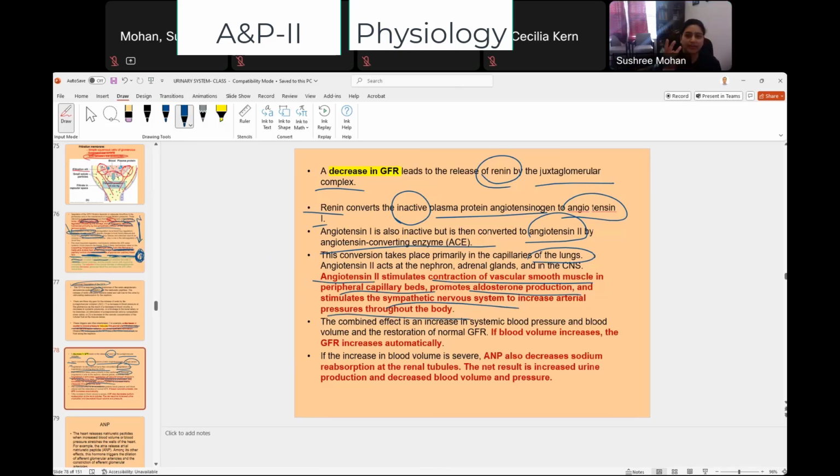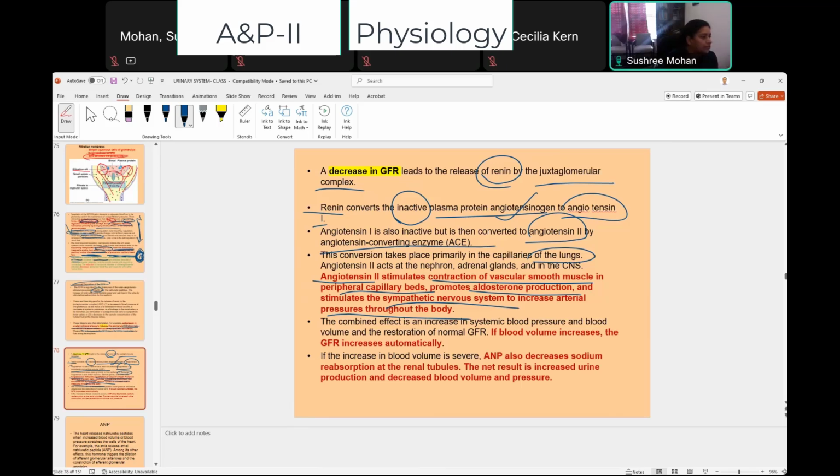So renin does three things. First, it converts angiotensinogen into angiotensin 1; that happens in the liver. Then it converts angiotensin 1 into angiotensin 2; that happens in the lungs. Now, this angiotensin 2 is going to cause three things.